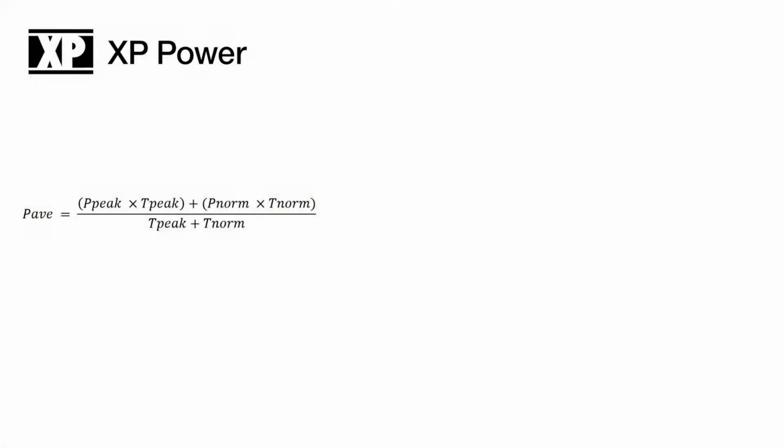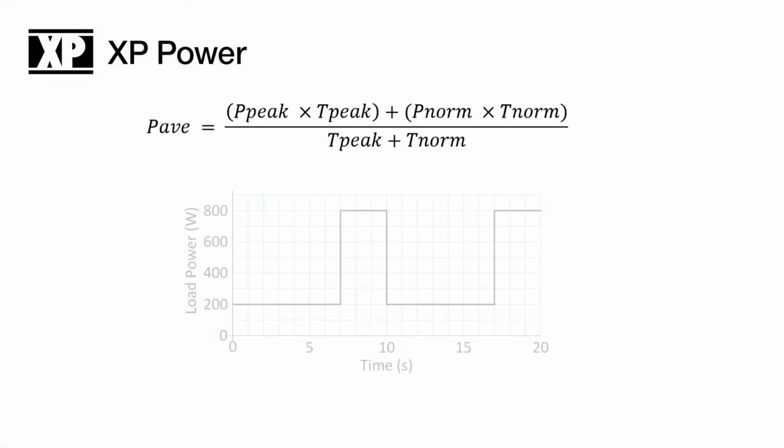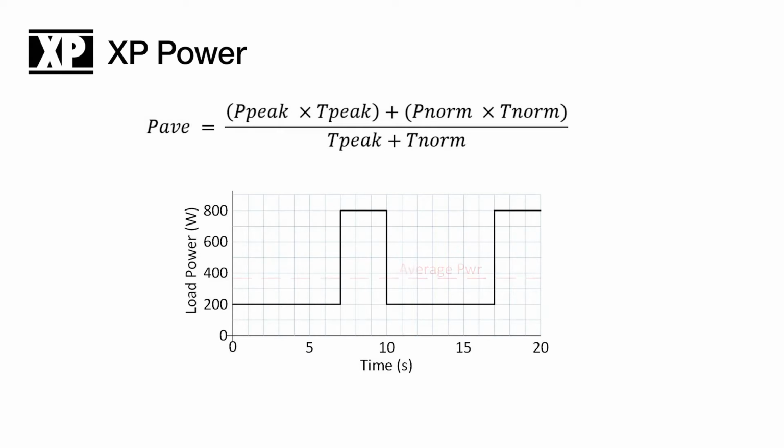The average power requirement is also a critical factor in selecting a cost-effective product. So here is the equation for that. In the example given, we have an average power of 380 watts, less than half of the peak power, which will be significant in the product selection.